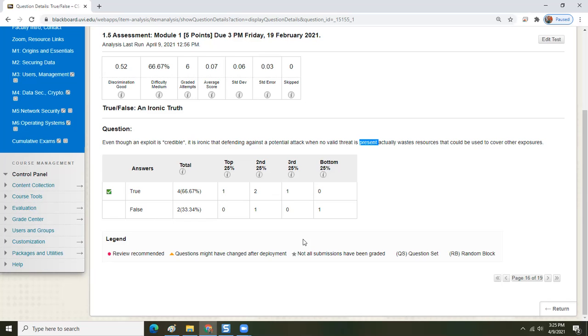So it's multifaceted. It's not as simple as, oh, you have an exposure. Oh, there's an exploit out there, a method to attack that exposure. Oh, so it's possible that that attack could be used against the exposure. It really doesn't matter unless there's a threat. So if your organization spends a great deal of time and energy and resources defending against an attack when there's no real threat that's valid.